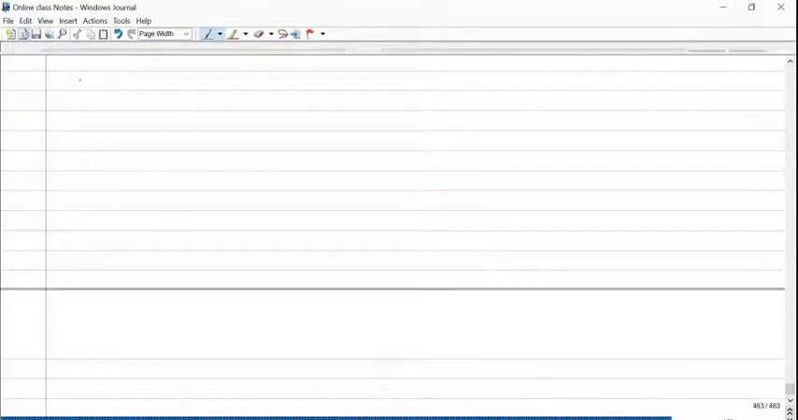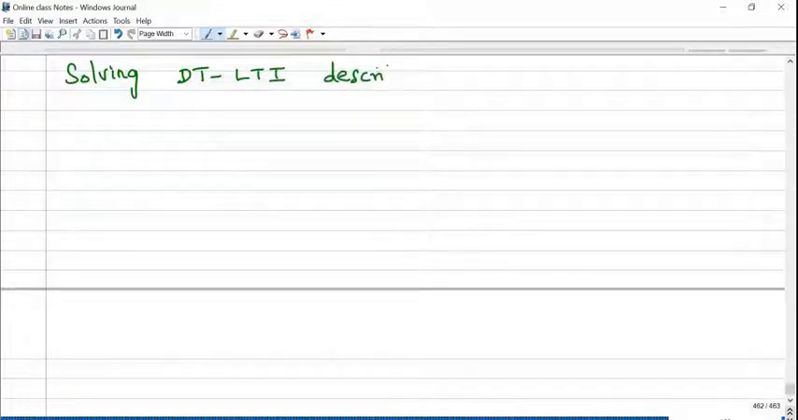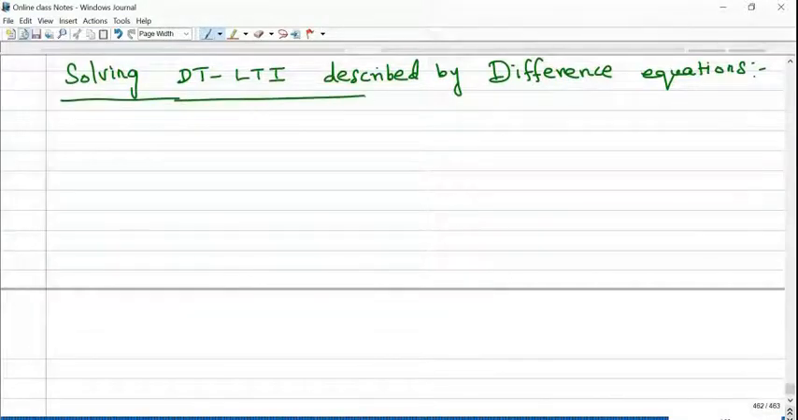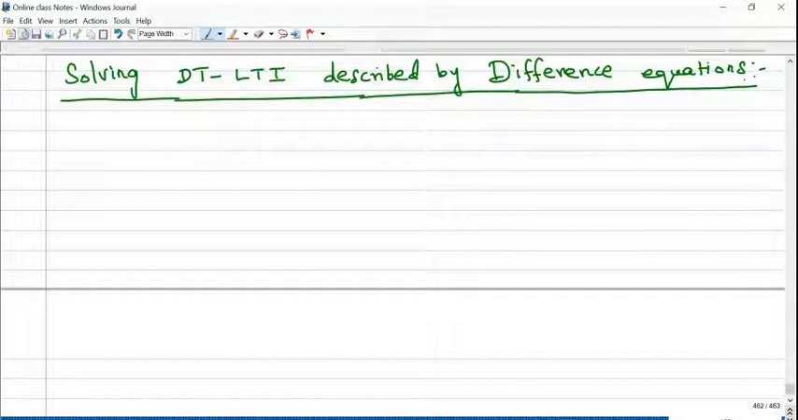Difference equation, or solving a discrete time LTI system described by a difference equation. In a continuous time LTI system, the characteristics of the system are represented by a differential equation, right? d square y of t by dt square plus dy of t by dt and so on.